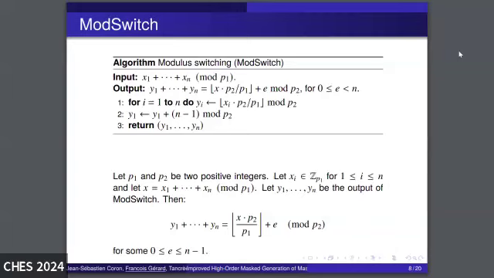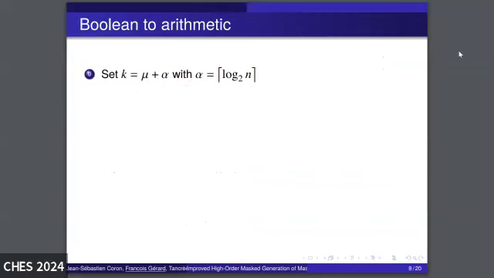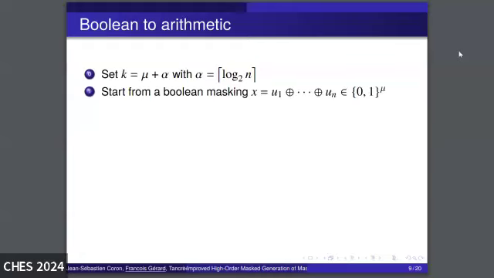So, to do the Boolean to arithmetic conversion and to sample the y, first we set a parameter to mu plus alpha. I recall that mu is the size of the y interval, and alpha is basically log n, the log of the number of shares. These are just the parameters that we need. Then we start from a masking of a uniform value between 0 and 2^mu - 1, and this is what we have to convert.